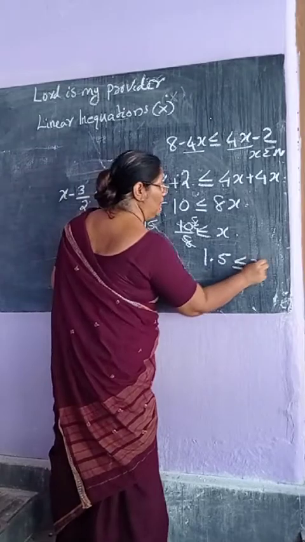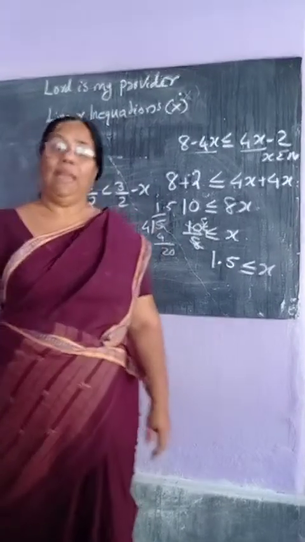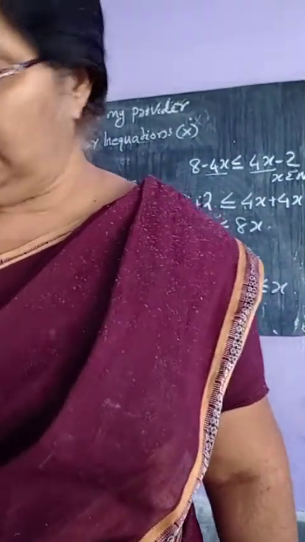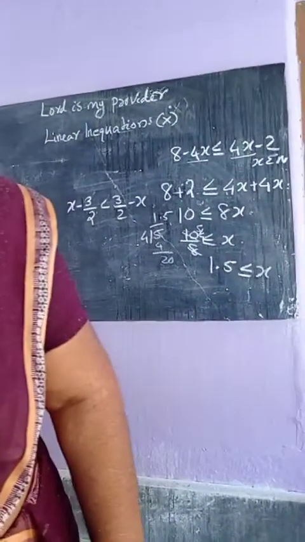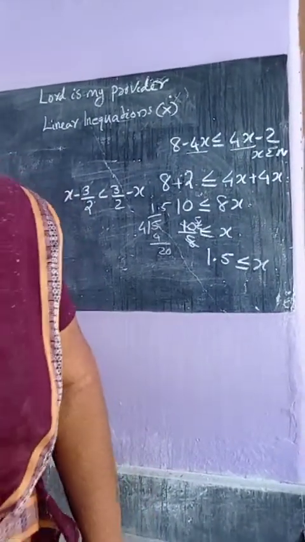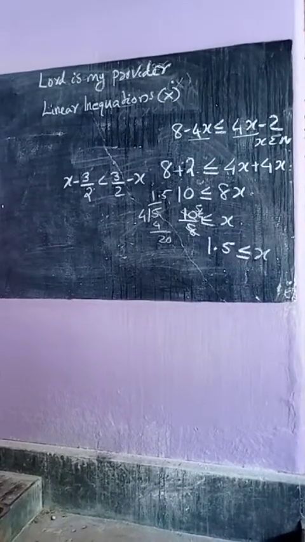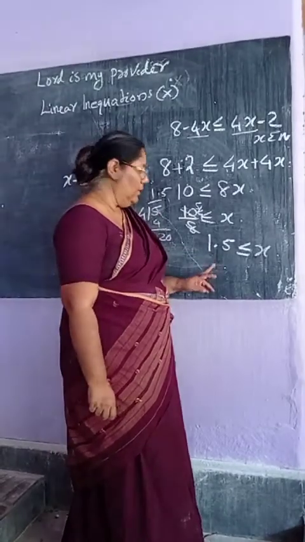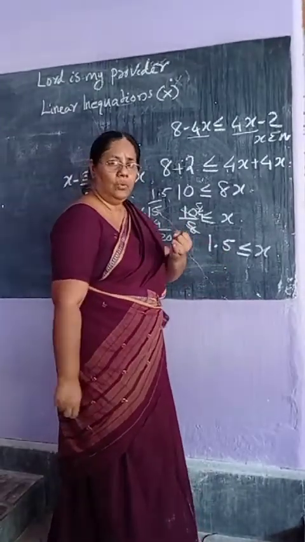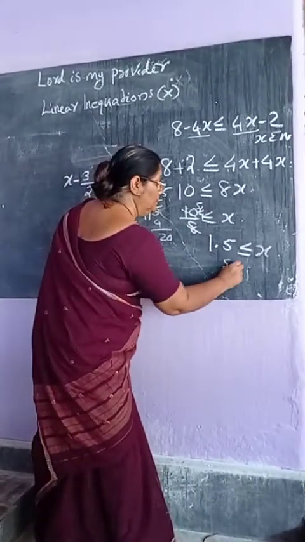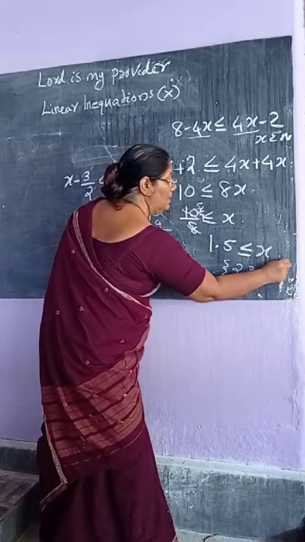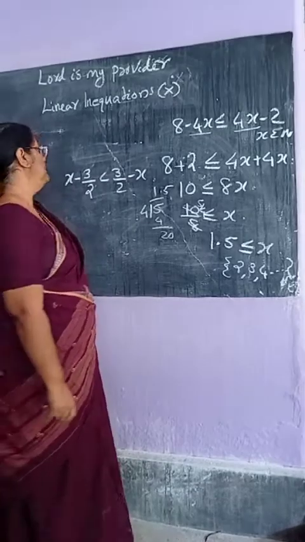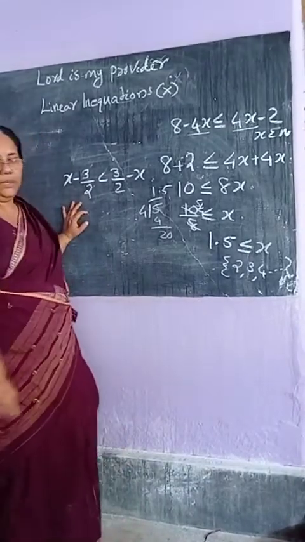1.5 less than or equal to x. That means x greater than or equal to 1.5. What are the natural numbers greater than or equal to 1.5? 2, 3, 4, etc. Right. Next one.